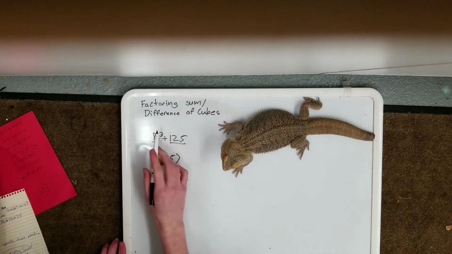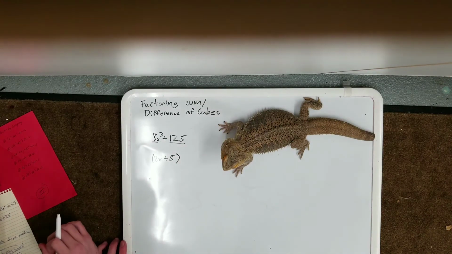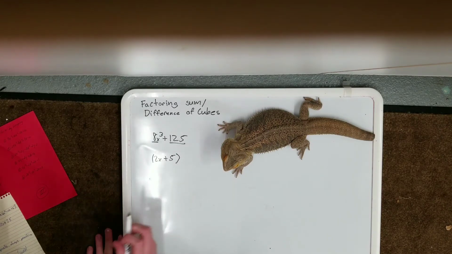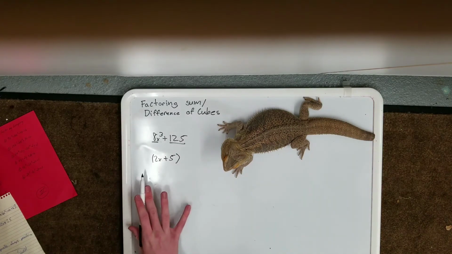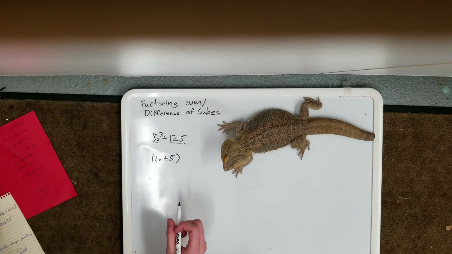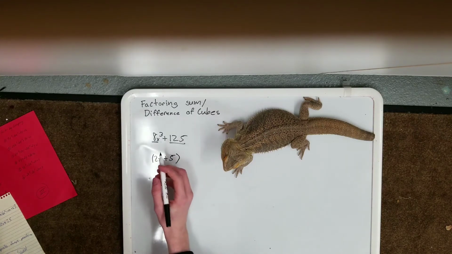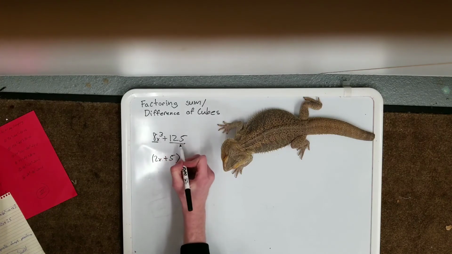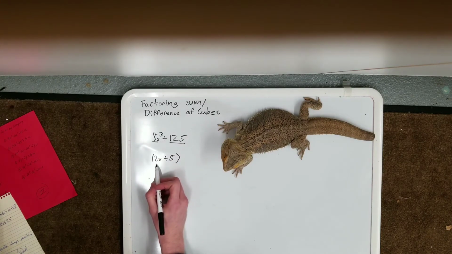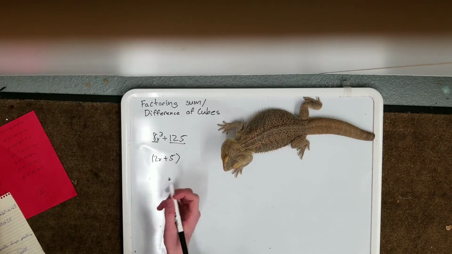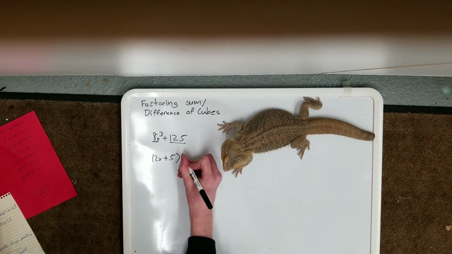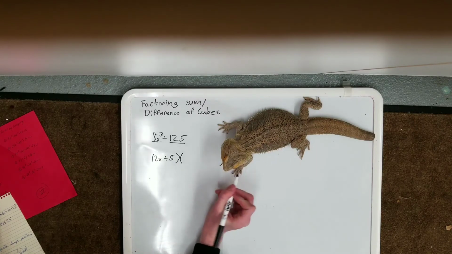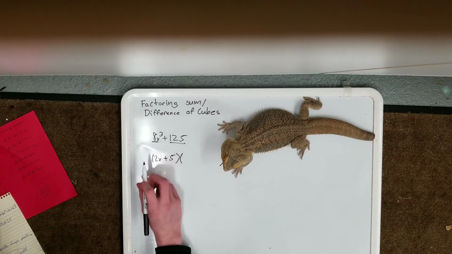With this factoring of cubes, you also want to use the SOAP method. In SOAP, it basically means same, opposite, and always positive. So the same would be the 8x to the power of 3 plus 125 to 2x plus 5. And then you want to factor these out into the opposite.